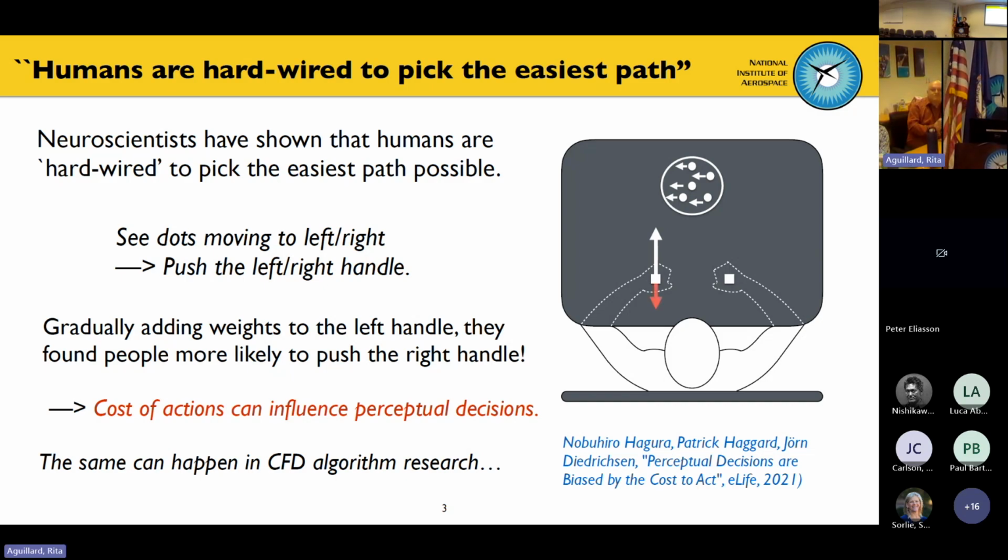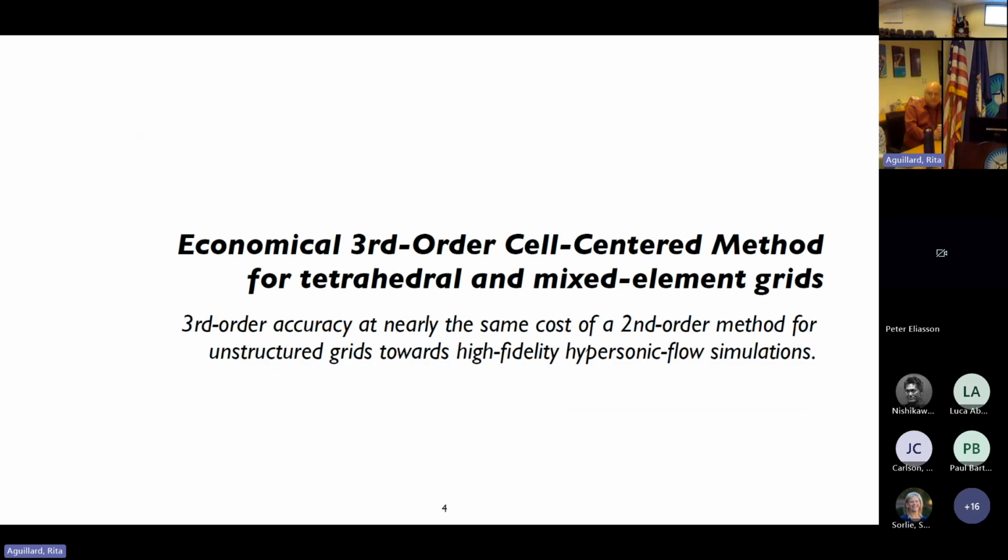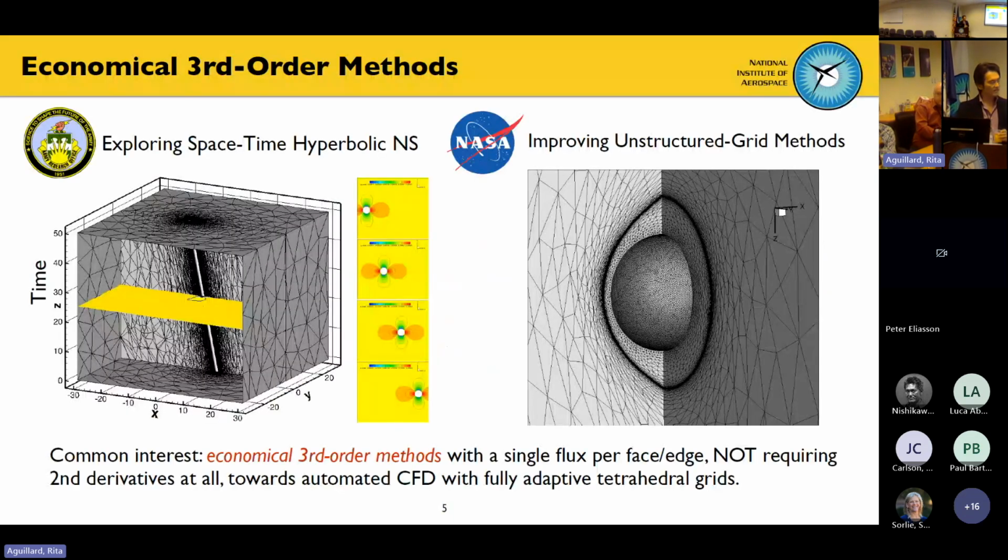Just a little bit of weight, and you don't notice it, and you push the right handle. Amazing. Okay, so I've been working on this economical third-order cell-centered finite volume method for tetrahedral and mixed elements. Economical means third-order accuracy at nearly the same cost as a second-order method on unstructured grids, towards high-fidelity hypersonic flow simulations. And I've been pursuing basically two paths.